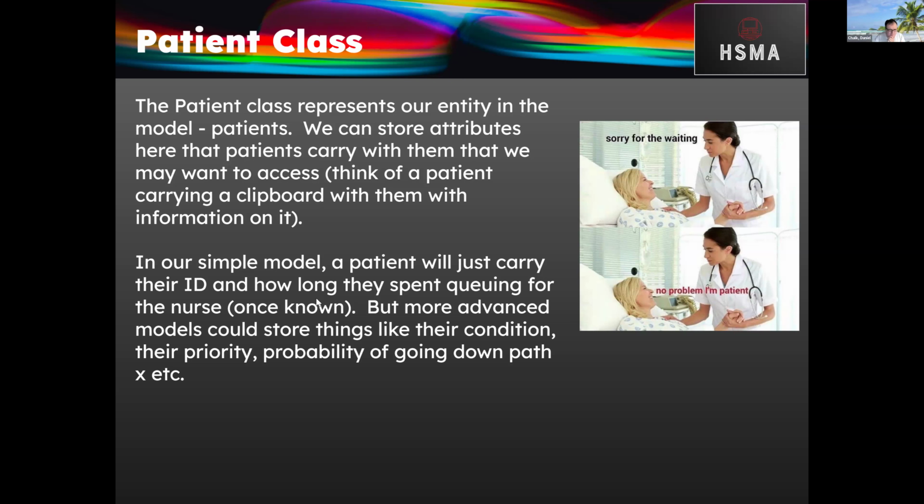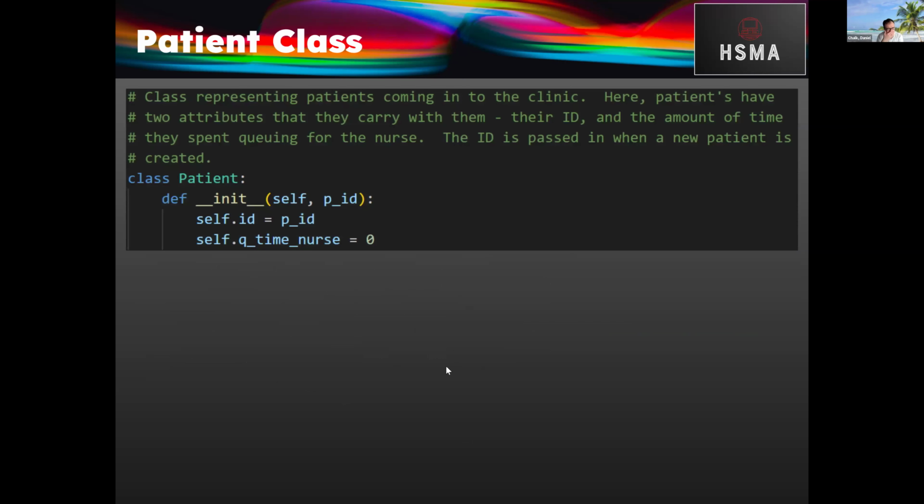But in our simple model, we're just going to have a patient that's going to carry 2 pieces of information with them. They're going to carry an ID so we can identify that patient, and how long they spend queuing for the nurse, once that's known. But as I say, in more advanced models, you could have all sorts of things like condition, their priority, what the probability is they'll go down a particular branching path, all that kind of stuff. So here is my patient class for this very simple model.